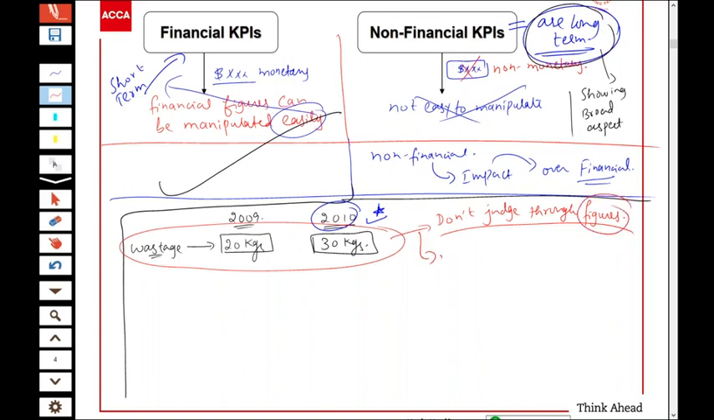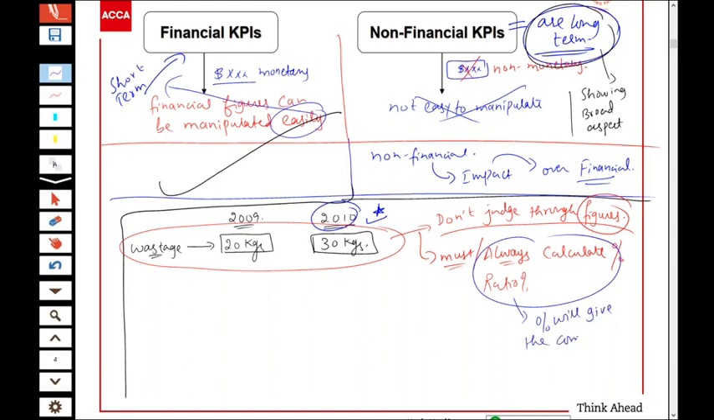Always calculate percentage or ratio, because percentage will give you the comparison. So this is incomplete information. Now I'm going to give you the full information: the input was, no, I'm making it 500 kilograms. The input was 500 kilograms.